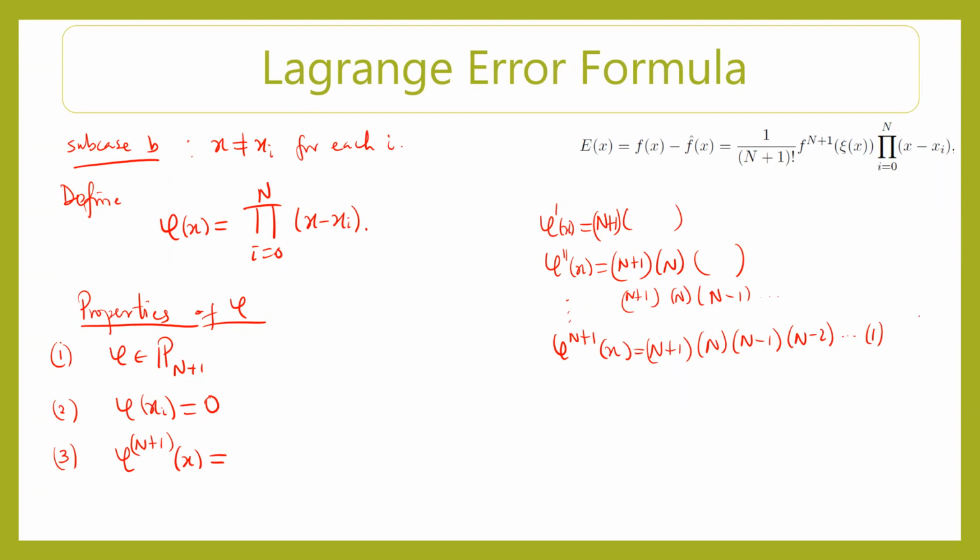And at that point, the function is constant, so you cannot proceed. So if you combine all this, you have n plus 1 factorial. So the derivative of phi up to n plus 1 is going to be n plus 1 factorial. So these are very important properties of phi, which I want us to keep in mind as I proceed with the proof.